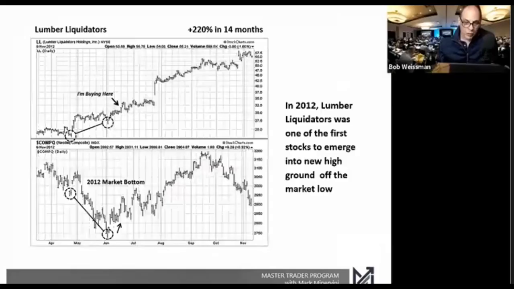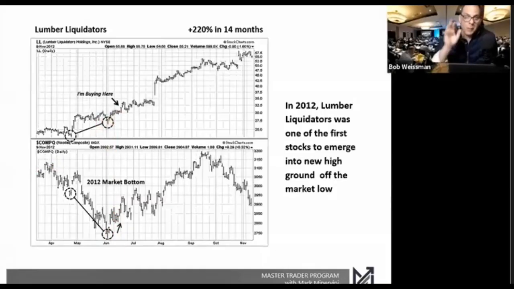Moving back to Lumber Liquidators. We looked at this before. Take a look at how this is one of the very first stocks to move into new high ground right off the lows. Again, a coincident move coming right off the lows, just as the market is moving off the lows, the stock is coming out of an ascending base here and moving into new high ground.